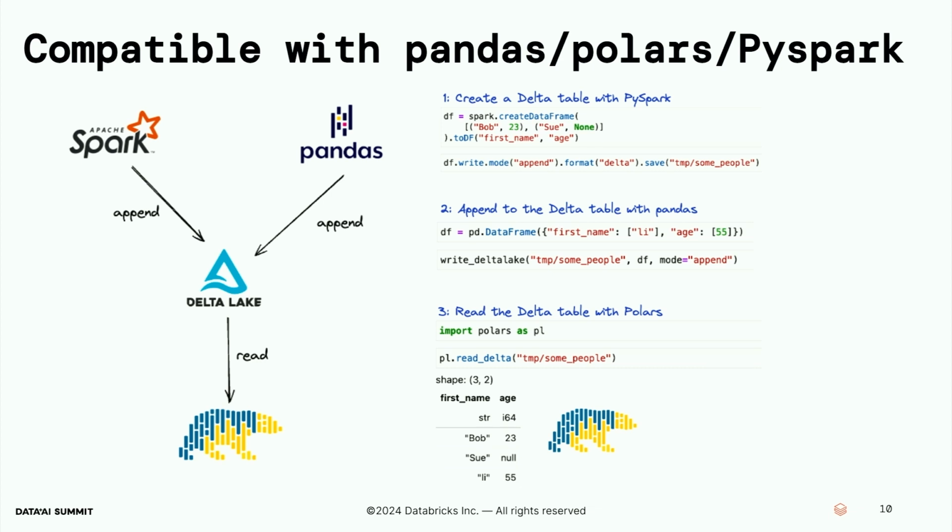Then in section 2, we are instantiating a Pandas data frame and appending it to that same Delta table that we just created. And then in section 3, we're going to read in that Delta table using the Polars engine. So we do that with the built-in read Delta method, and we can see we have our 3 rows of data as expected. We're reading in the 2 rows of data that were from the initial PySpark write, and the final row of data from the Pandas append. So I just love these kind of examples.